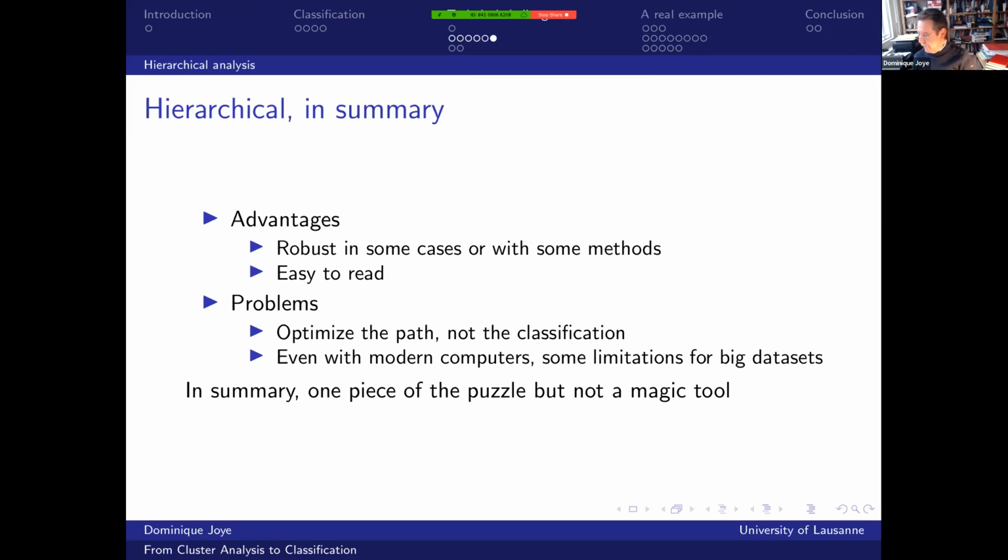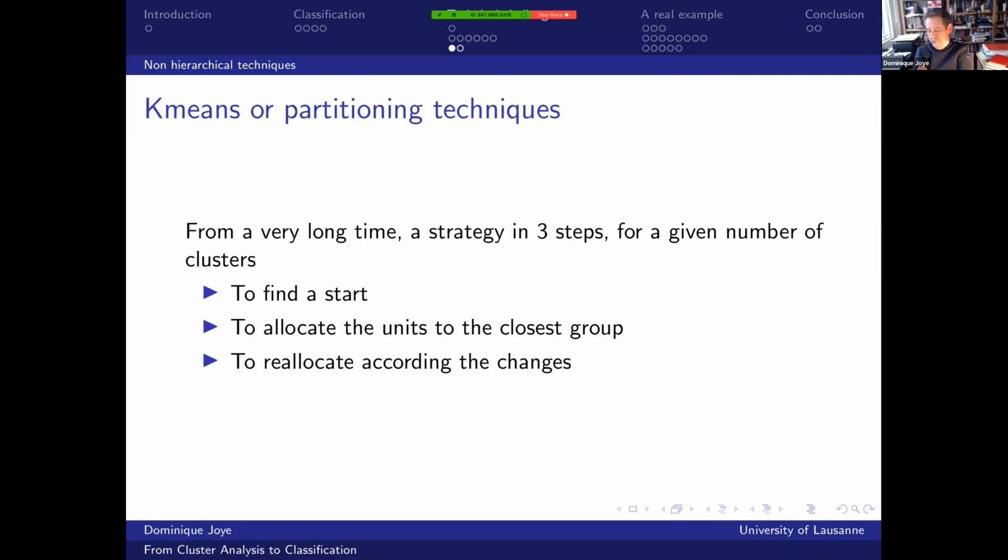So, what is this other thing? That's easy. That's the idea, to have what we call a non-hierarchical approach, so the best solution at a given number of clusters. So that is what we call k-means or partitioning techniques. That means we want to have the best possible classification at, for example, 5 clusters or 6 clusters or 2 clusters. So to find really the best classification at a given level.